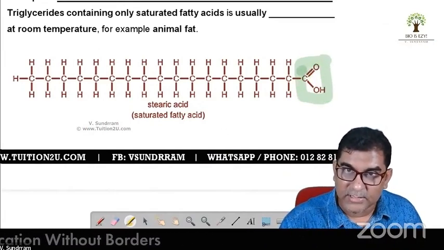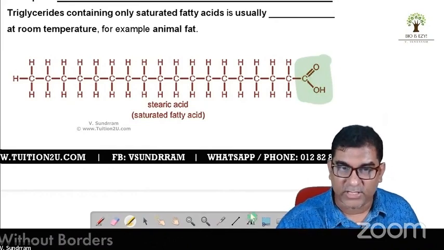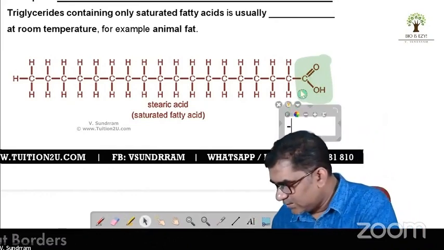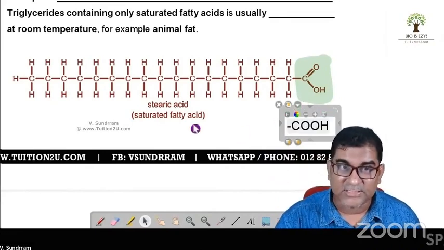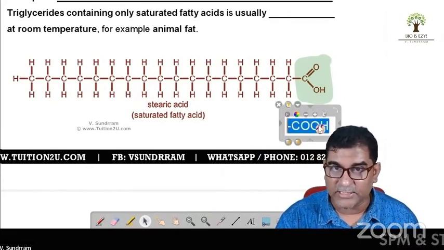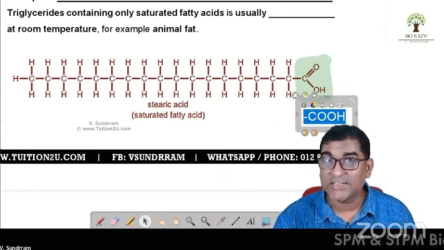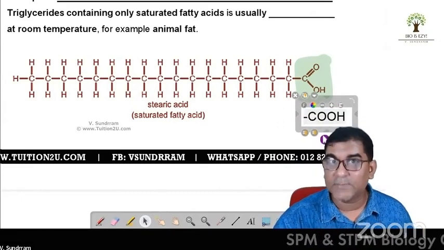This one here is the COOH. Normally we write dash COOH. Now dash COOH is the carboxylic group. You all are experts in chemistry. This is the carboxylic group. The carboxylic group is an acidic group.